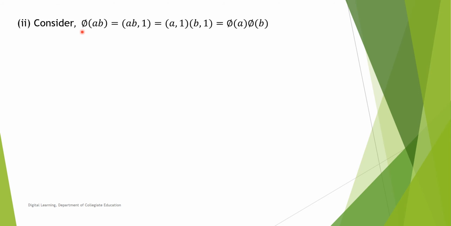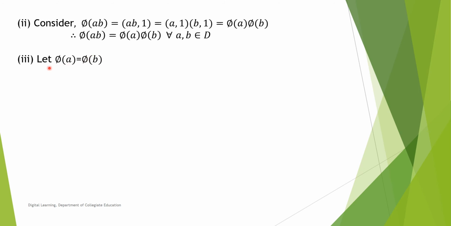Consider phi of ab equals (ab, 1) by definition of mapping. Again, (ab, 1) can be written as (a, 1) into (b, 1), which is substituted as phi of a into phi of b. Therefore, phi of ab equals phi of a into phi of b for all a, b belonging to D. These two conditions are of homomorphism.